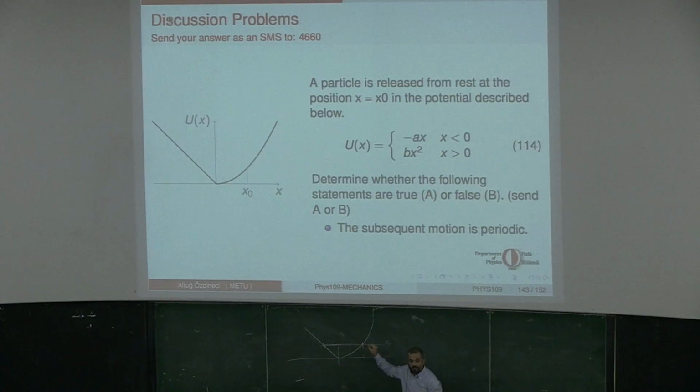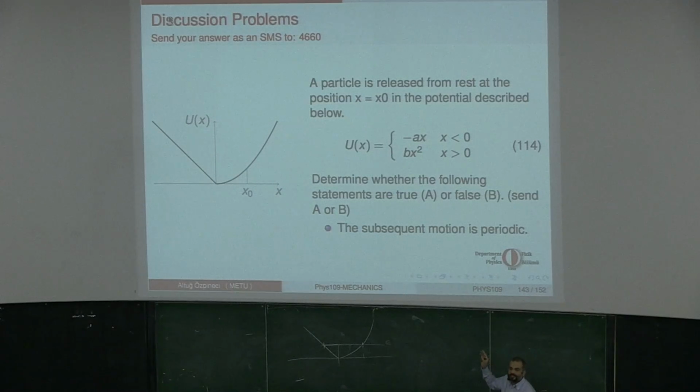So I released it under certain conditions. It went and then came back, and when it came back here, its conditions are exactly equal to the initial conditions. Initially it was at this point at rest, it went, it came back, now it is there at rest. So it can restart the same thing again. So it will just repeat the same trajectory. That tells us that the subsequent motion is periodic.